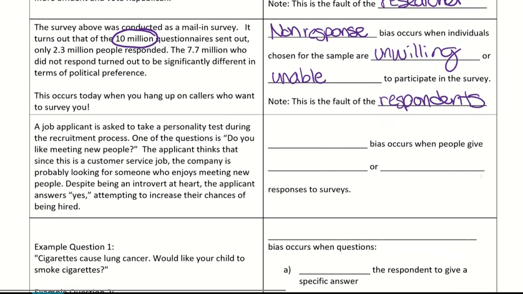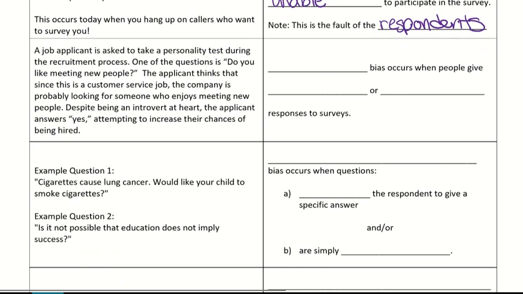All right, here's a third kind of bias. A job applicant is asked to take a personality test, and one of the questions is, do you like meeting new people? So the applicant thinks this is a customer service job. The company's probably looking for somebody who likes to meet new people. So even though they're an introvert at heart and they kind of just like hanging out with their group of friends instead of meeting new people, the applicant answers yes in an attempt to increase their chances of being hired.